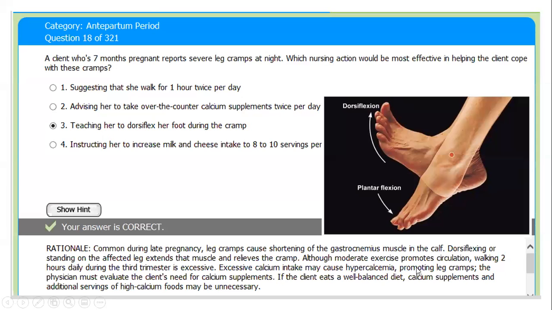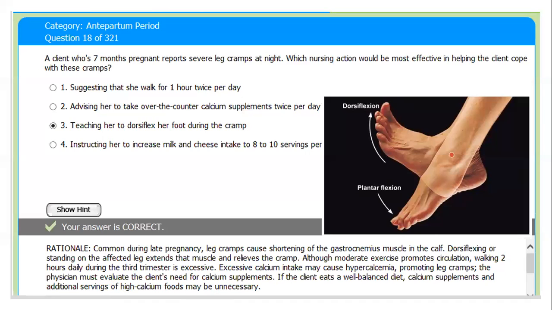Although moderate exercise promotes circulation, walking 2 hours daily during the third trimester is excessive. Excessive calcium intake may cause hypercalcemia, promoting leg cramps. The physician must evaluate the client's need for calcium supplements. If the client eats a well-balanced diet, calcium supplements and additional servings of high-calcium food may be unnecessary.